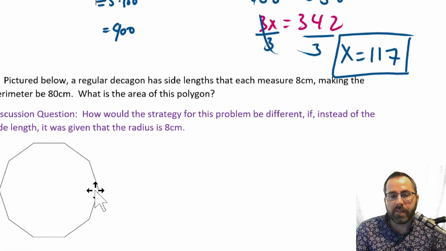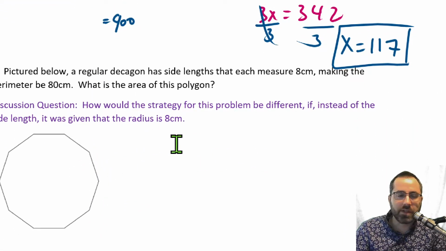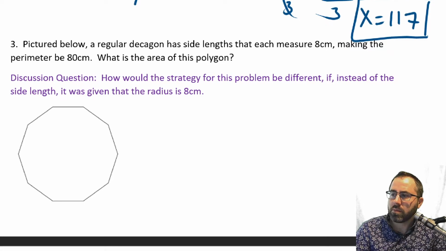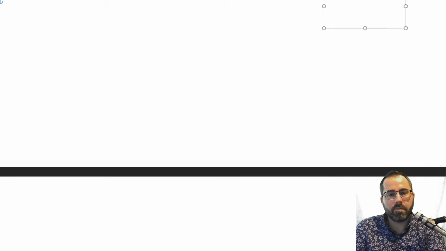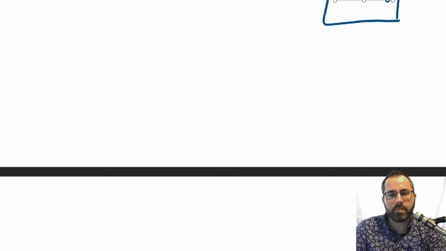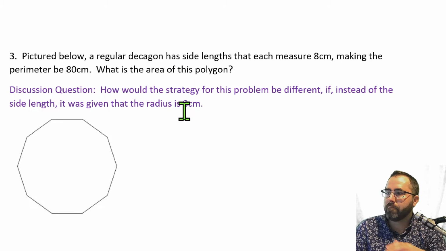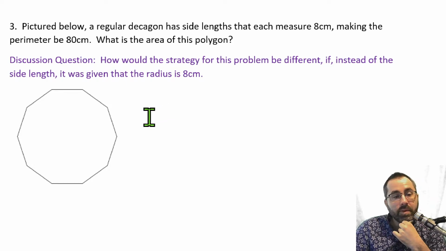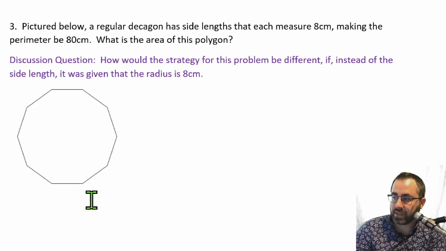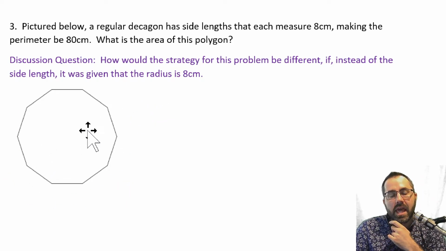Okay, let's do this last question. Now this last question says, let's actually move this to the next page. Okay. Pictured below, a regular decagon has side lengths that each measure 8 centimeters, making the perimeter 80 centimeters. Of course, because there's 10 sides. What is the area of this polygon?